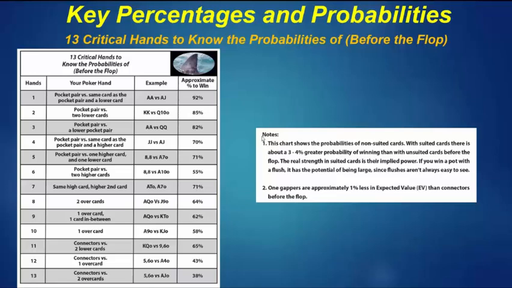In the notes on the right hand, this shows the probabilities of getting suited cards, as I just talked about. Also down here, it's really important that one gappers are approximately 1% less in expected value than connectors before the flop. This will become very important if you do small ball type playing, which we'll discuss in a future section of this course.